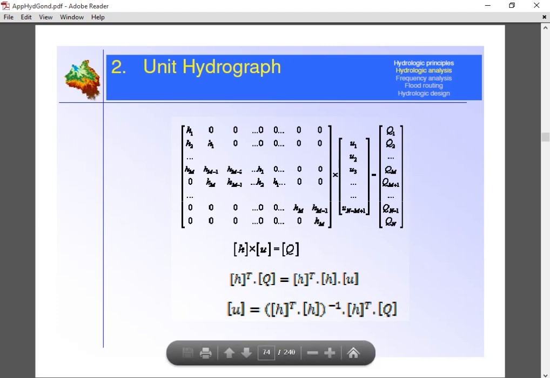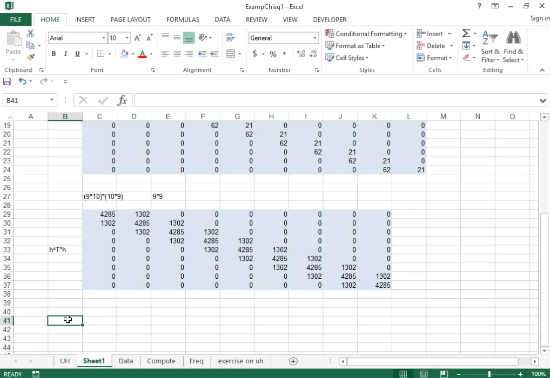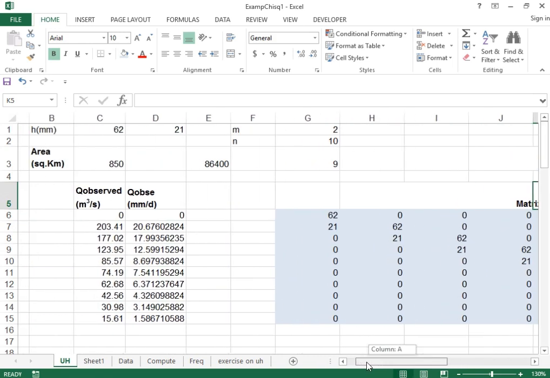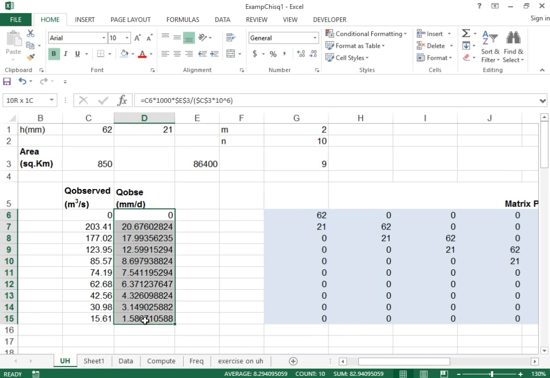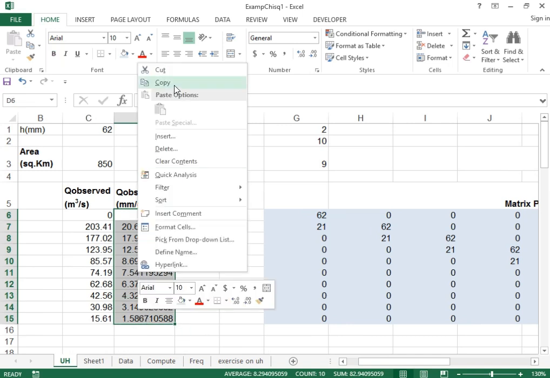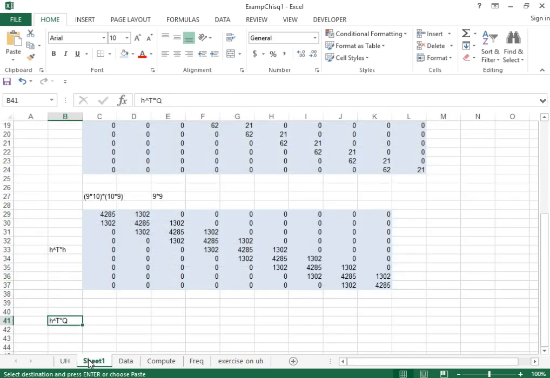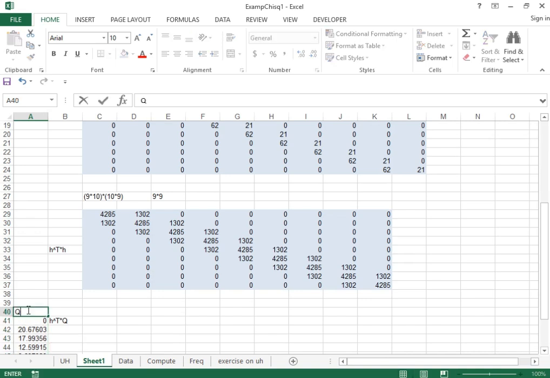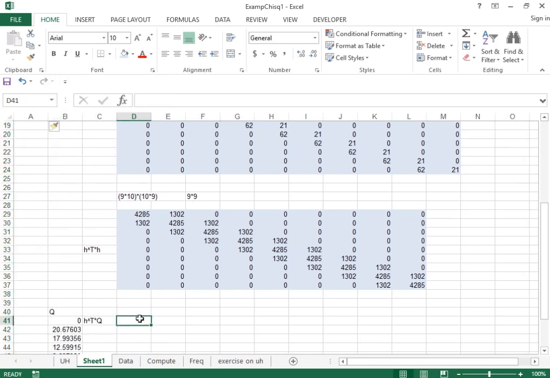Yeah, H transpose with Q. Here you have to multiply H transpose times Q, but you have to come up with a Q value from this one. Let me take Q values here from this one. Those are the converted values. Copy, come up with here, and let me paste the values of Q here. This is the Q value. Okay, for more clarity, let me insert one row.